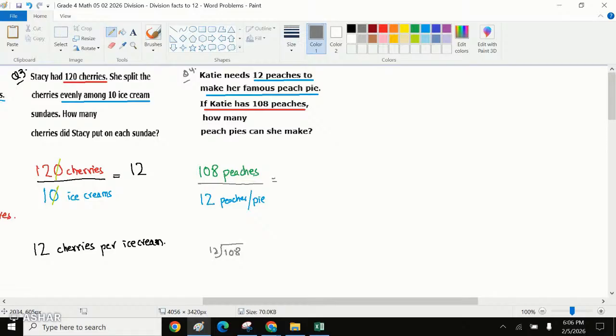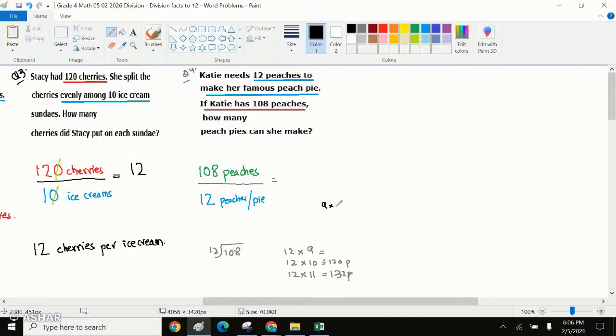Let's verify again. If 12 is multiplied by 10, that means she should have 120 peaches. But if 12 is multiplied by 11, she should have 132 peaches, right? But she did not have 132. So let's look at the smaller number, 12 multiplied by 9, or 9 times 12, right?